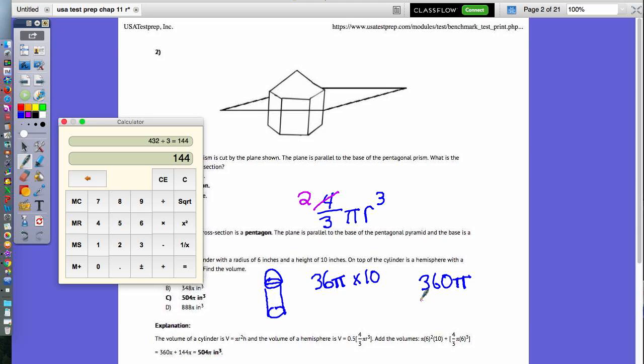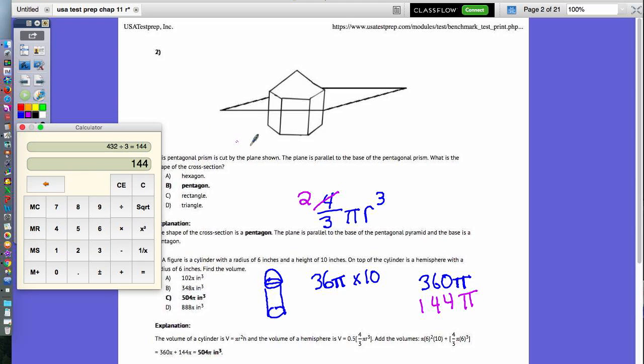So that's 144 pi for the volume of the hemisphere. 216 times 2 divided by 3, and then in terms of pi, 144 pi. When I add those together, I get C, 504 pi.